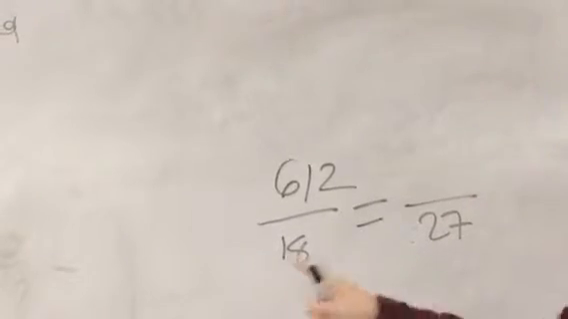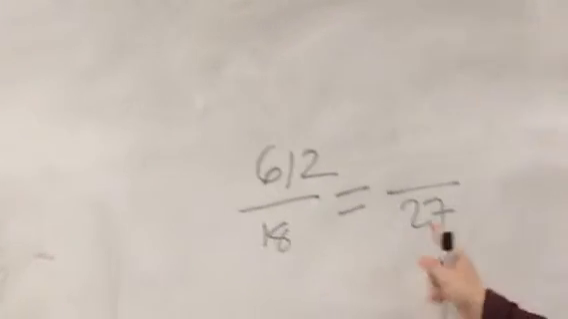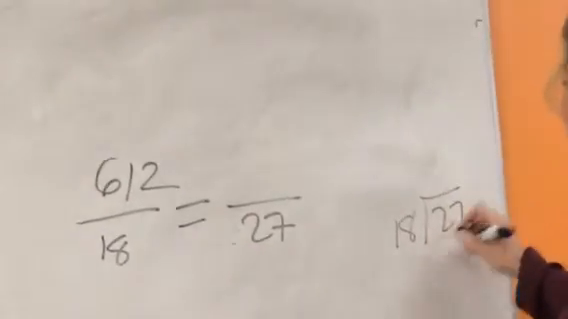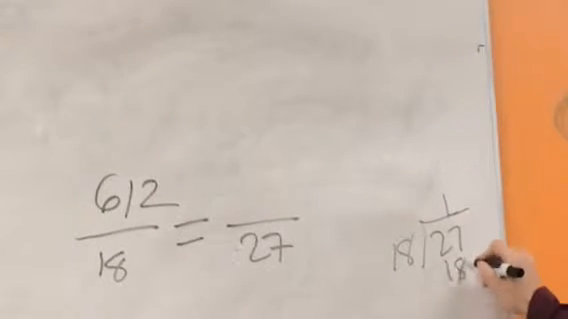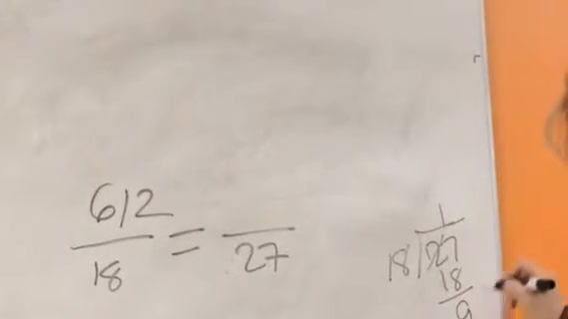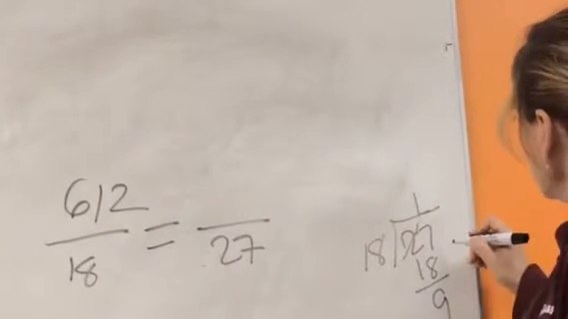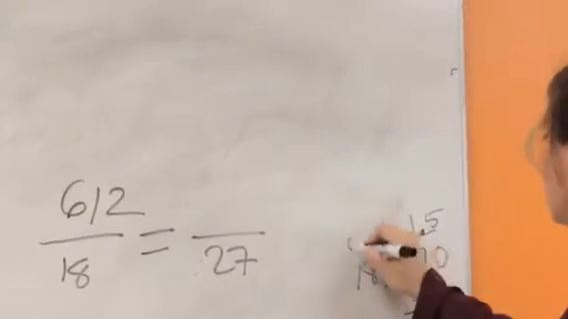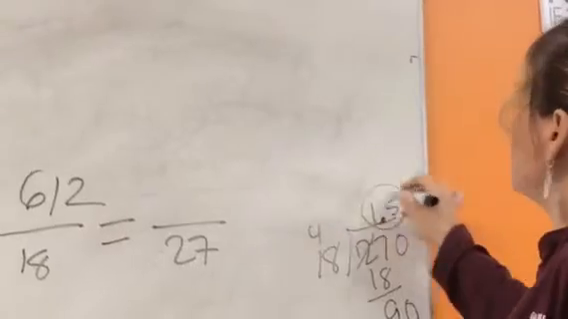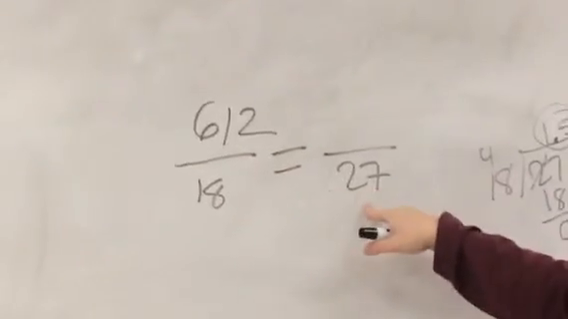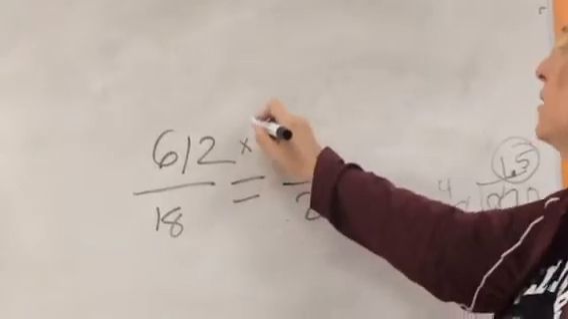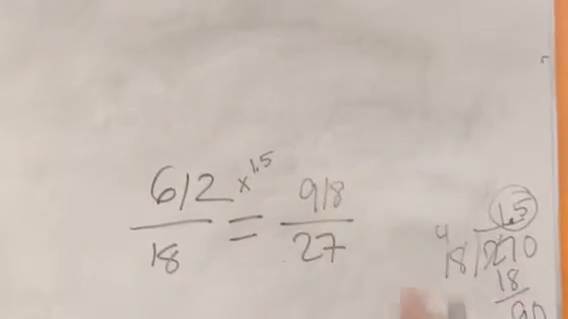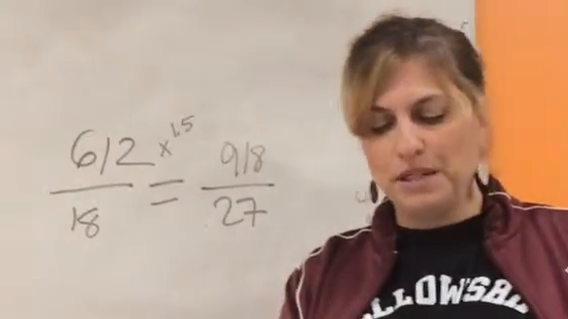Well, now it's a little harder, because there's nothing that I multiply 18 by easily to get 27. So you actually have to divide 18 into 27 to see what we could multiply by. And to do that, I'm going to get, let's see, 1.5. So 1.5 is what I can multiply 18 by to get 27. So when you multiply 612 times 1.5, I'm just going to tell you what you get. The answer is 918.